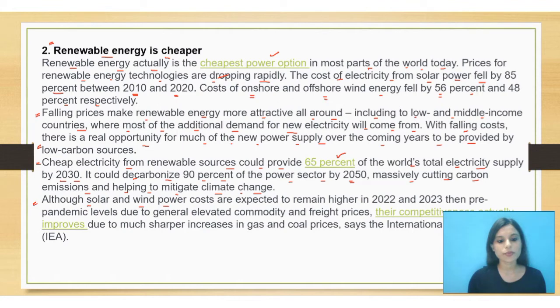Although solar and wind power costs are expected to remain higher in 2022 and 2023 than pre-pandemic levels due to the general elevated commodity and freight prices, yes, you can talk about the prices going down after 2023 for renewable resources. Hence, that can be the best time to invest in renewable energy sources. Their competitiveness actually improves due to a much sharper increase in gas and coal prices, as said by the International Energy Agency.